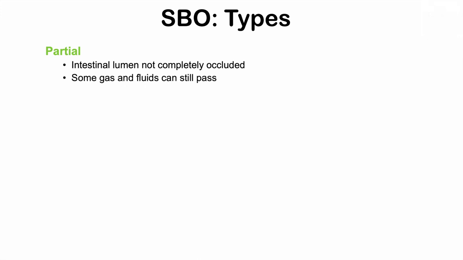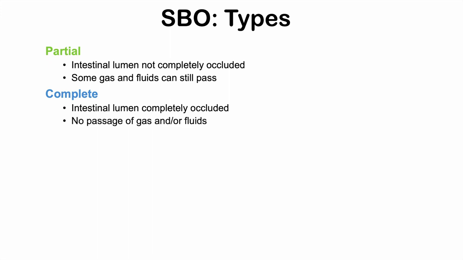Now, there are particular types of small bowel obstruction. These include partial. This is when the intestinal lumen is not completely occluded. And this is when there's some gas and fluids can still pass by the occlusion. So there can be a small occlusion, but there's still space for things to pass it. There can be a complete occlusion or complete small bowel obstruction. This is when the intestinal lumen is completely occluded. So the hollow tube of the intestine is completely blocked in a complete small bowel obstruction. And because it's completely blocked, there's no passage of gas and or fluids.